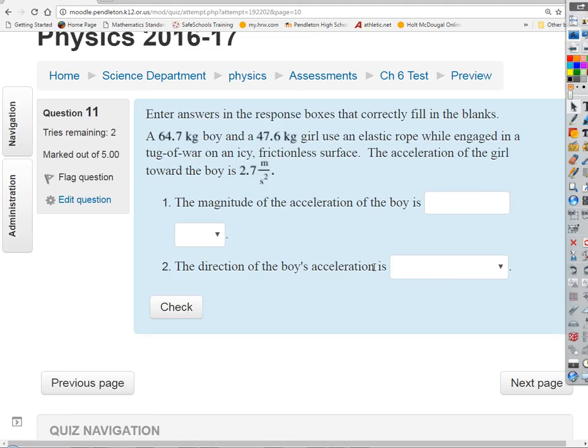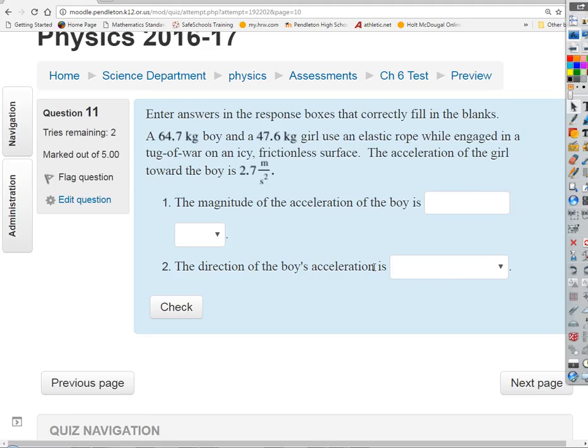So how is it helpful to us? Why is it helpful to know that the girl accelerates with a magnitude of 2.7 meters per second squared? What is it that's equal and opposite there? Forces. The forces acting on the boy and the girl are the same. But would you expect the accelerations to be the same? No, they're different because they're different masses. So who's probably going to have a bigger acceleration? The girl, because she has less mass.